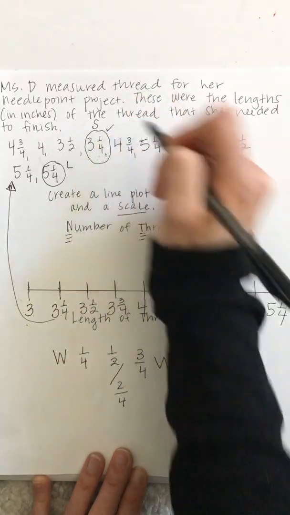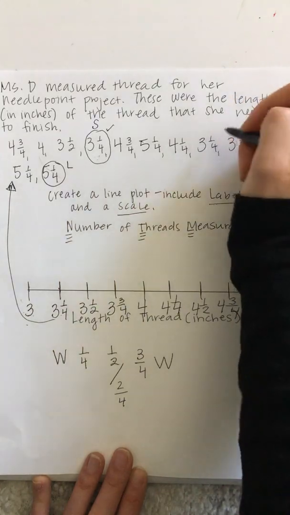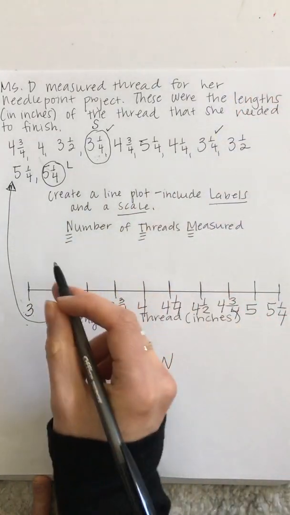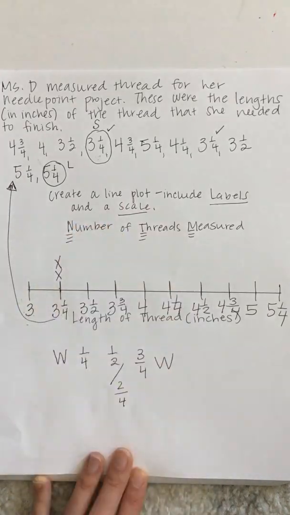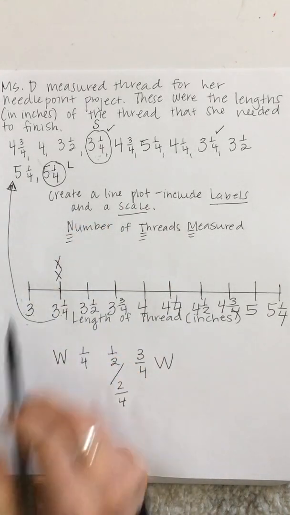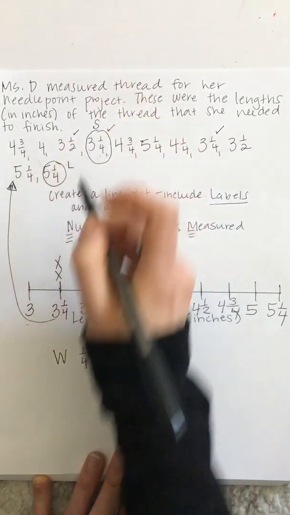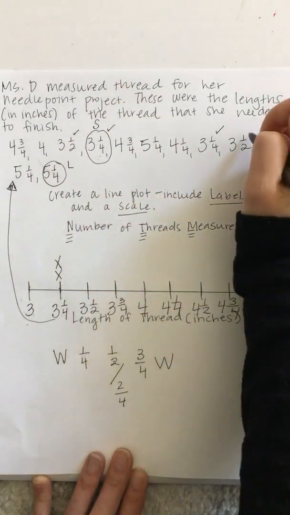How many are 3 1/4? Let's see. I have 1. I would check these off. That's a good strategy. 2. And that's all I see. So I'm going to really neatly put 2 X's. 3 1/2. Let's see. I have 1, 2.